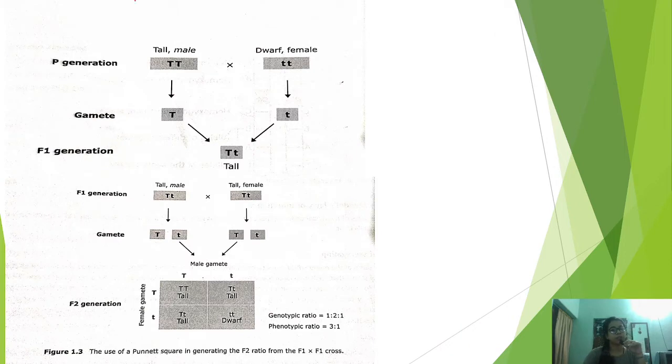First, in the P generation, that is the parent generation, he made a cross between a tall male and a dwarf female. The gamete which was formed from the tall plant had a single T. Two Ts were present in the parent generation, but when the gamete was formed, only a single T was passed on. This is known as segregation: only a single factor is passed on to the gamete, so that the progeny formed carries one factor from the father and one from the mother. You can see here also that only one factor, small t, is transferred.